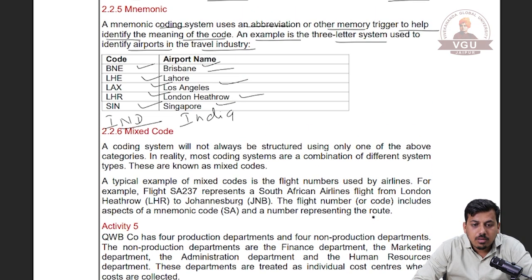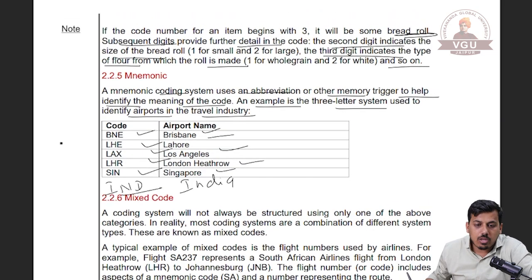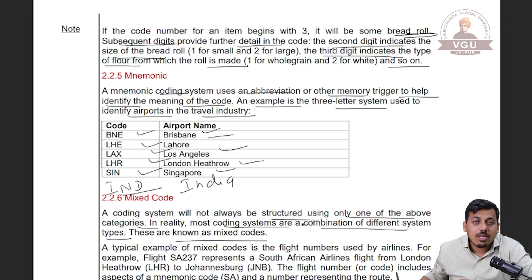Lastly, mixed code. A coding system will not always be structured using only one of the above categories. In reality, most coding systems are a combination of different systems. They are known as mixed codes. Some organizations use mixed code, like using mnemonic as well as hierarchical and faceted. A typical example of mixed code is the flight number used by an airline.